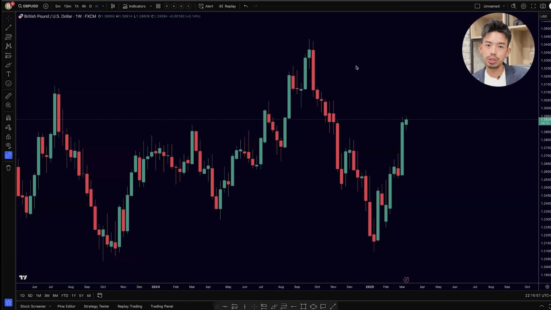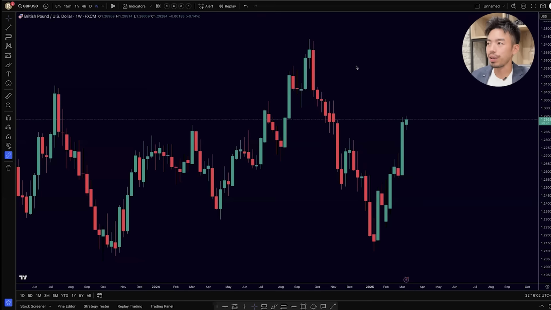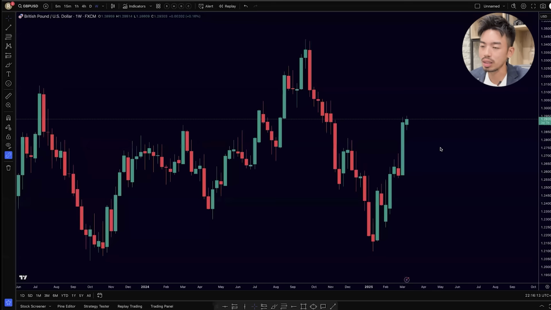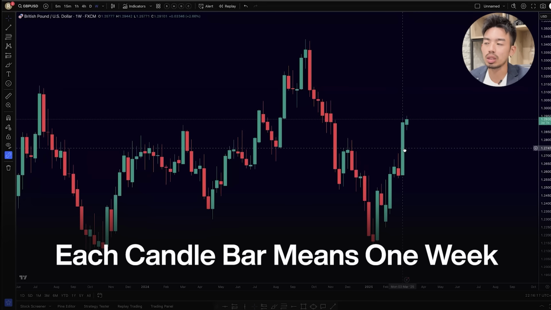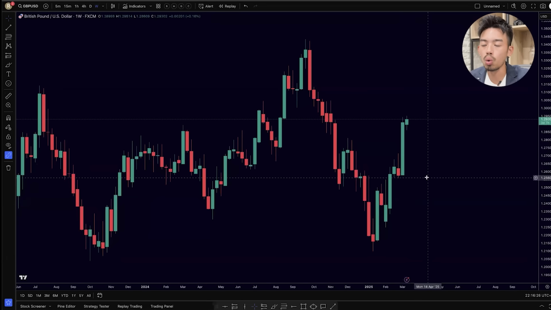So first things first, we need to understand what higher time frame context means. Here I have pound US dollar, otherwise known as cable. So we have cable on the weekly time frame. What that essentially means is each candlestick here, each candle bar, means 1 week. Basically it takes one whole week to complete this one candlestick here.